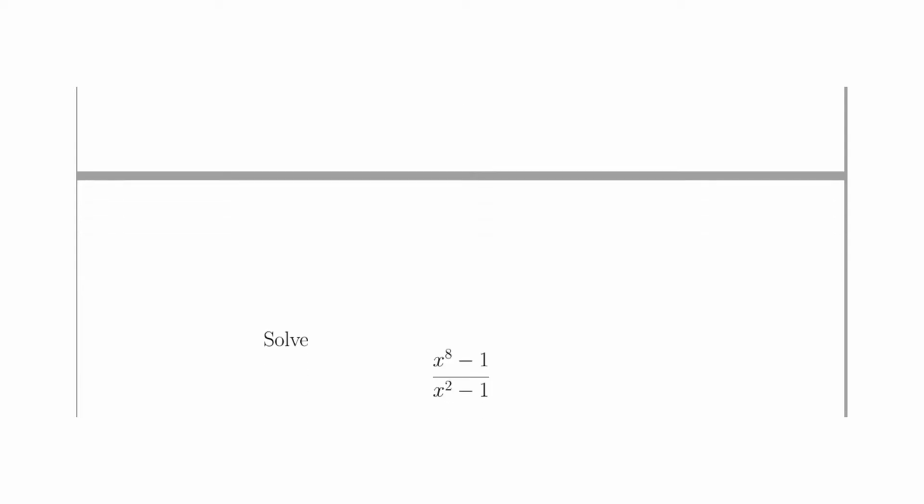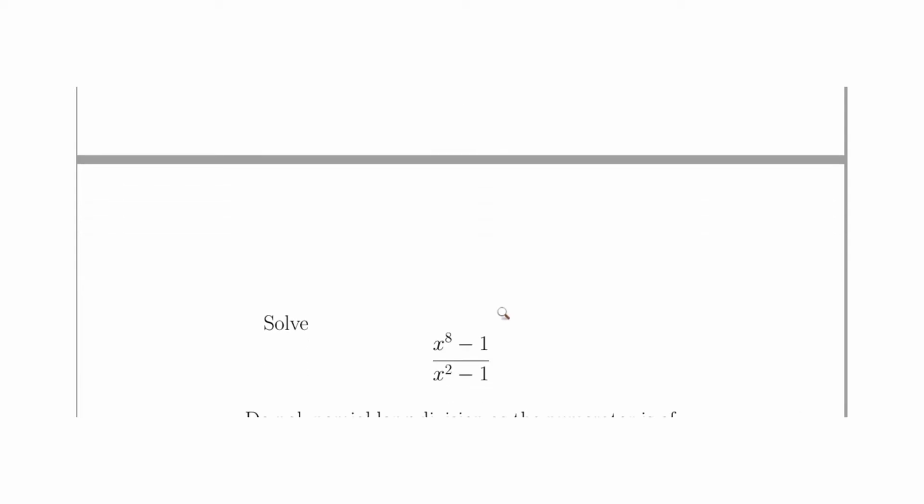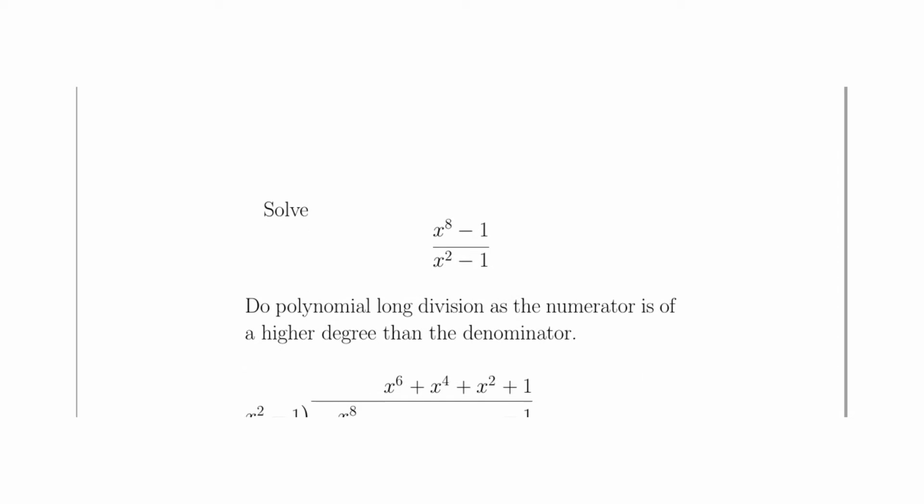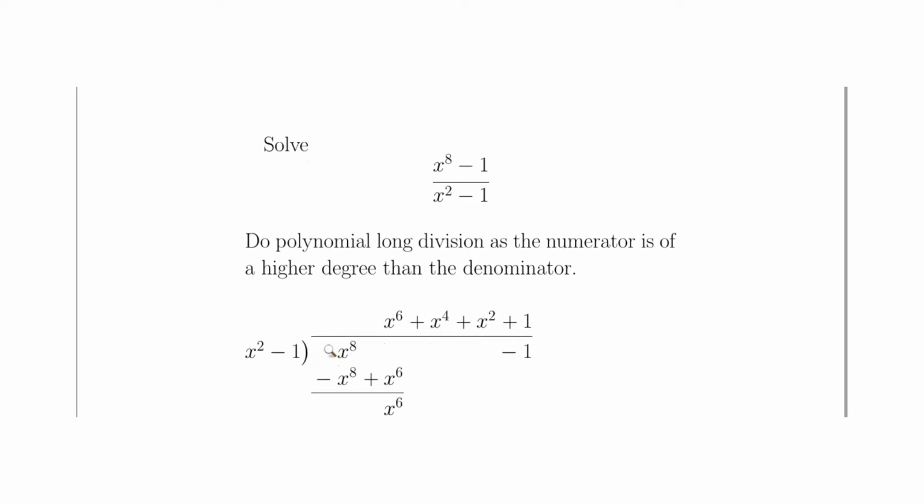Okay, so now we've got this one here: x to the 8 minus 1 divided by x squared minus 1. Now this one looks pretty challenging, so let's put it in and start from the beginning and see what we get. So x to the 8 minus 1, with a big gap in the middle here. There could be several terms in there, x to the 7 all the way down to x. And x squared minus 1, the denominator, goes on the outside.